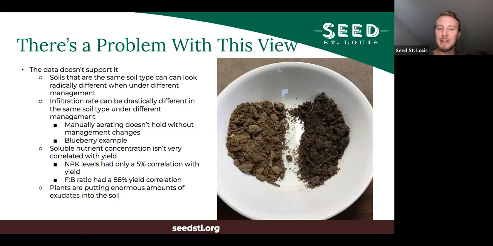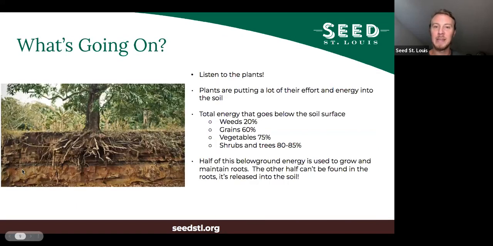Another thing that maybe points to these organisms in the soil being important is that plants are putting an enormous amount of what are called exudates, the sugars and things that they're producing, not into their own bodies, but pushing them out into the soil. They're not using them directly. If they're doing that, we should wonder why, because we care about these plants. We want them to be producing food, and they need those sugars to produce food. So if they're throwing these sugars into the soil, it might be for a good reason.